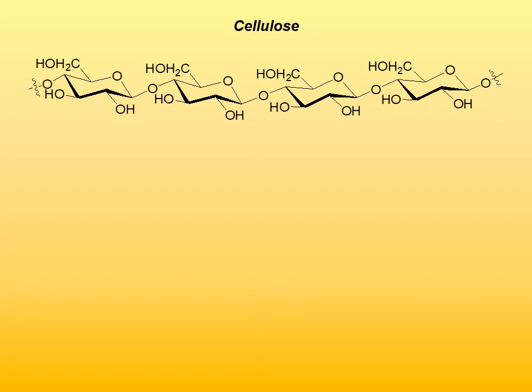Humans and other mammals cannot hydrolyze cellulose, and so it cannot be used as an energy source in humans and mammals. But some bacteria are capable of hydrolyzing it, and animals that contain such bacteria in their digestive tracts, such as ruminant animals like cows or insects such as termites, can utilize cellulose as food.